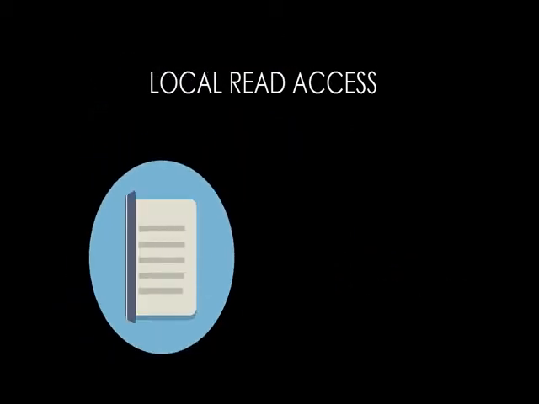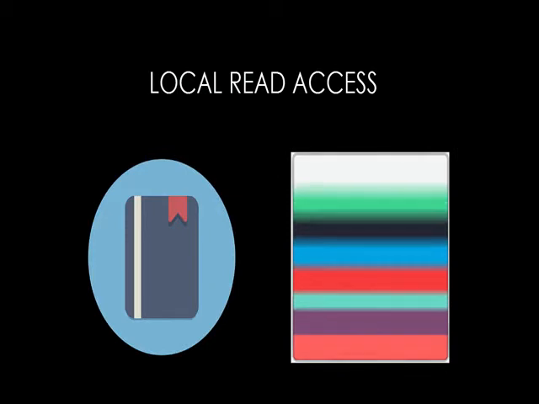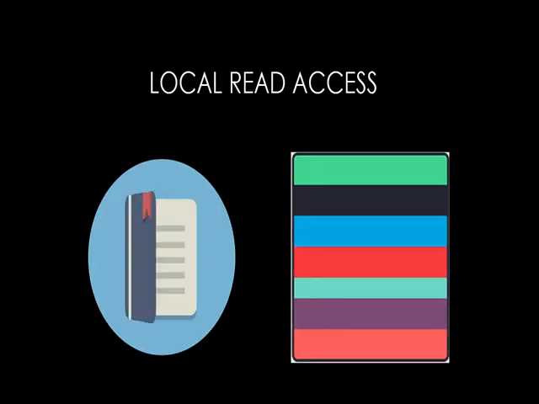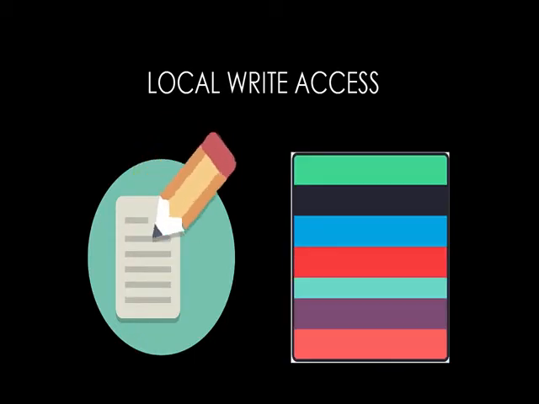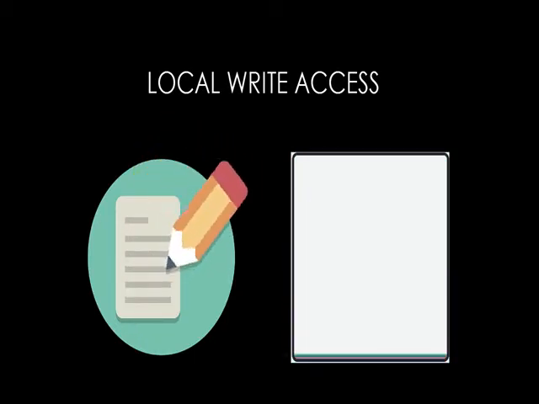Local read access is required when the adapter has to gather data from local system memory when initiating a send or RDMA operation. Local write access is required when the adapter has to scatter data to local system memory when receiving a send operation.